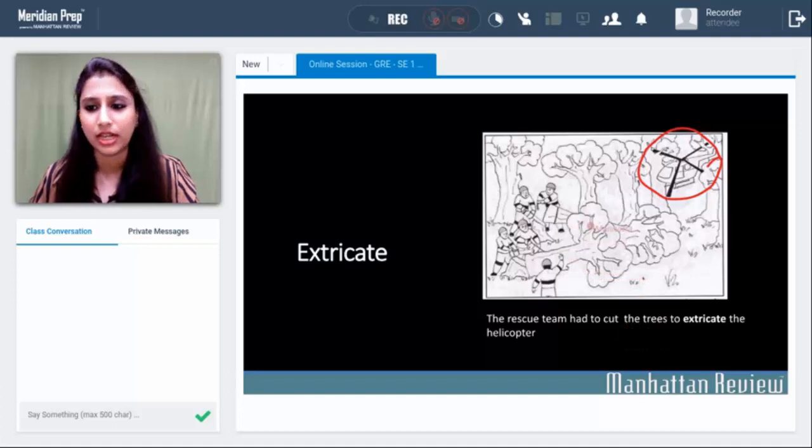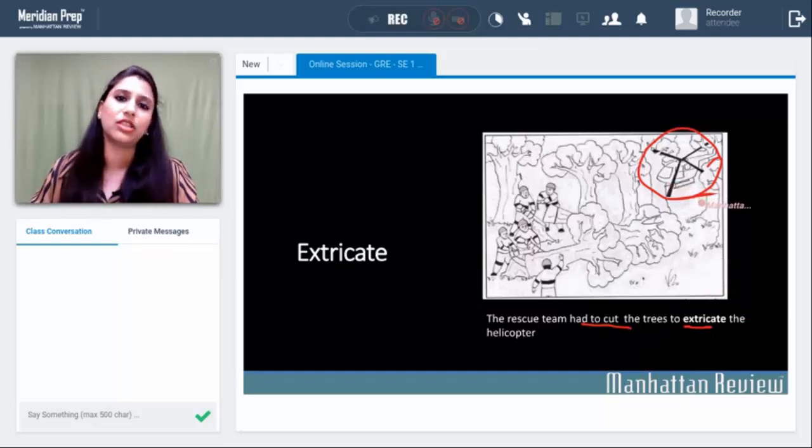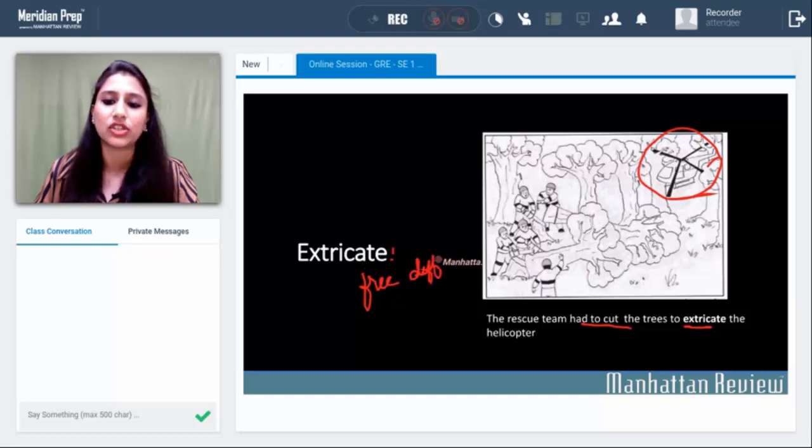So why do you think they are chopping down the trees? Why are they cutting down the trees? You can take the help of the sentence which is there just below the picture. The rescue team had to cut the trees to extricate the helicopter. So why are they cutting the trees? Because they want to extricate the helicopter. It's nothing but they want to free the helicopter from the kind of trapped situation. So from this, we can make out that the meaning of extricate is to free from any kind of difficult situation. Free from any kind of trap. Free from any kind of impediment, right? That is what extricate is.